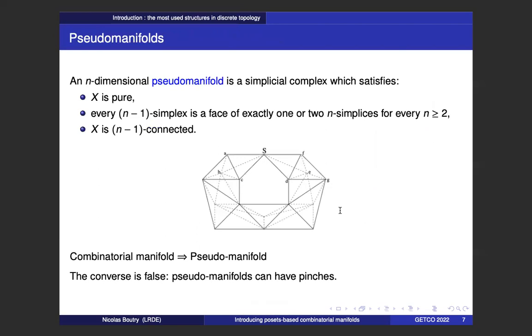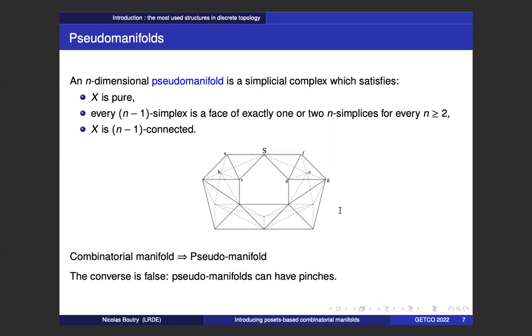However, when you choose to study pseudo-manifolds, you can observe that we can have pinches. What is a pseudo-manifold? It is a simplicial complex which is pure, as usual, where every n-1 simplex is a face of exactly one or two n-simplices, and which is n-1 connected. N-1 connected means that you take any two points, you can draw a path of n and n-1 faces between these two points.